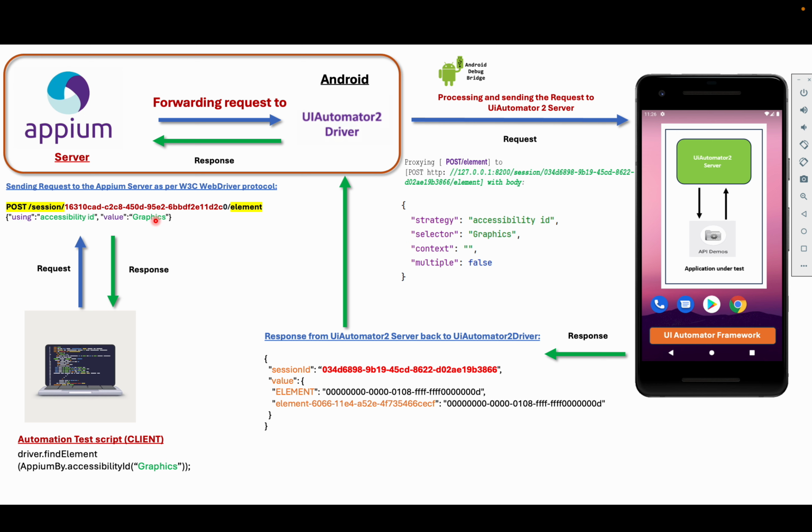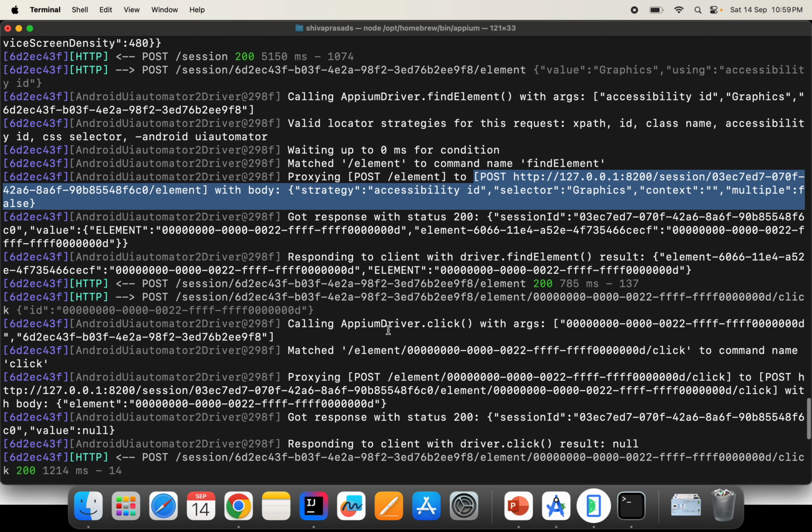the value is graphics. But when it is sending the request to the UI Automator 2 server, if you see here, this is the platform specific request where the same thing is converted into a low level platform specific request. That means here it is changed to strategy, and the selector is graphics, context is nothing. That means it is trying to find that element on the current context, and multiple is false, meaning it is trying to find a single element but not a list of elements. Okay, this is the important thing that is currently happening here.